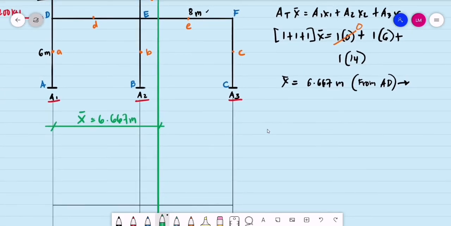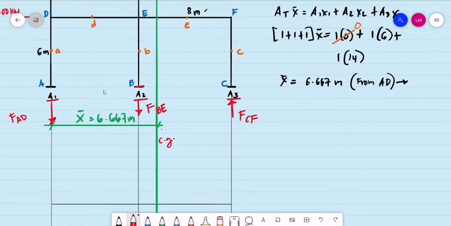Then we can now identify the direction of the axial forces for these columns. Let's say the reaction at A, that will be the axial force for column AD, will be downward, since it is to the left of the centroid of these three columns. Also the axial force for column BE, or the vertical reaction at B, will be downward. And since we have one column to the right of the center of gravity, let's say this green line is the center of gravity of these three columns, the vertical reaction at C will be upward. This is the axial force for column CF, based on their location with respect to the center of gravity of these three columns.